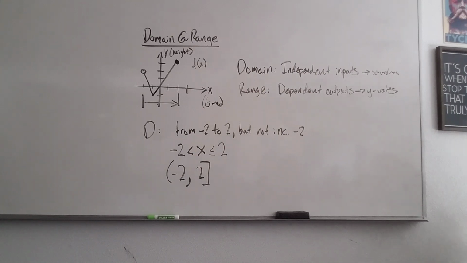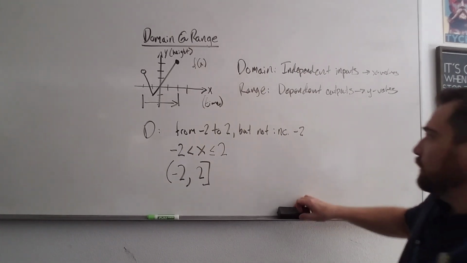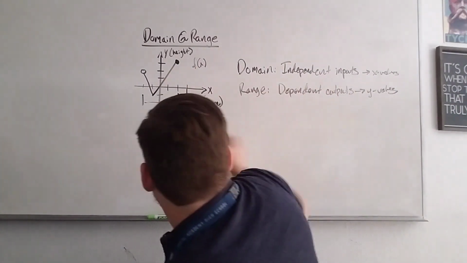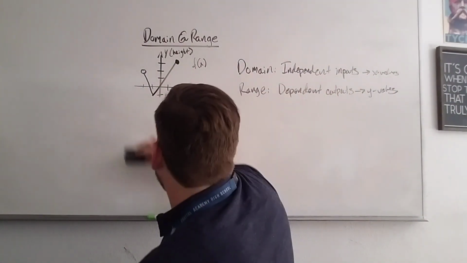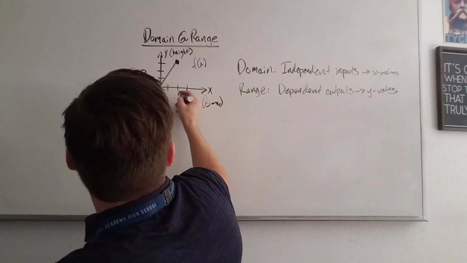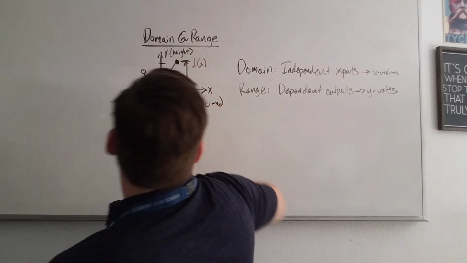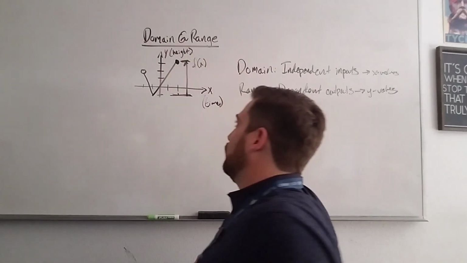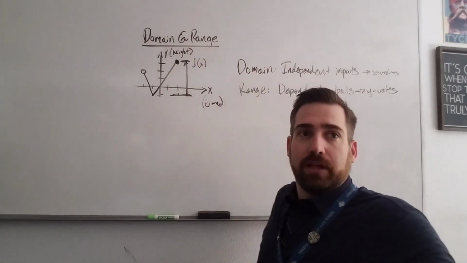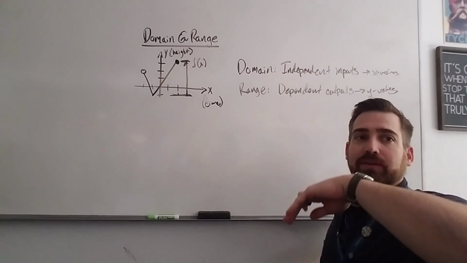Range refers to all of our y values. So I'm going to erase the domain. The range then is referring to the y values, and we always think of our y values in terms of the lowest point to the highest point. So in this case, with this particular context, it's heights. What is the lowest that you were, and what's the highest that you were?